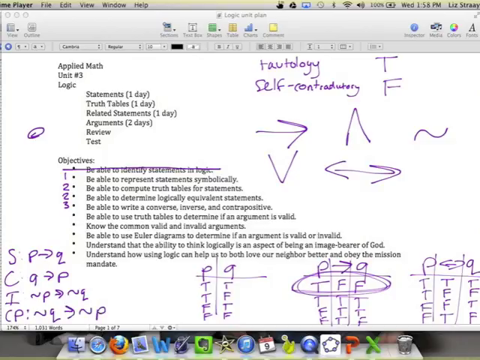Okay, so be able to write converse, inverse, and contrapositive in words. So if I give you a statement that says something like, if I wake up early enough, then I'll go to Starbucks. Okay, be able to write a converse, inverse, and contrapositive of that. So if I don't go to Starbucks, I won't wake up early. That would be the contrapositive. Yep.